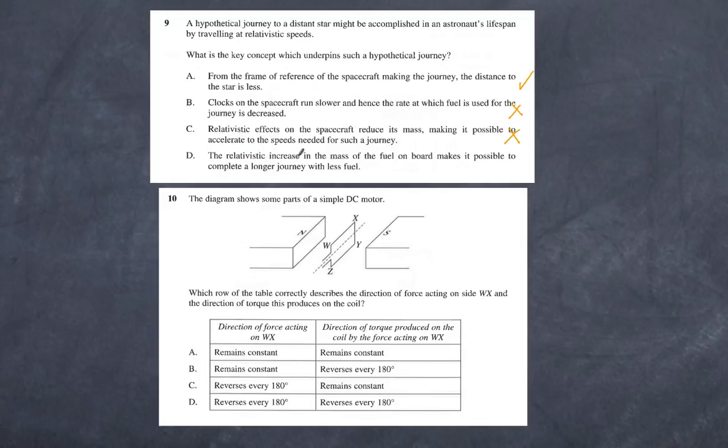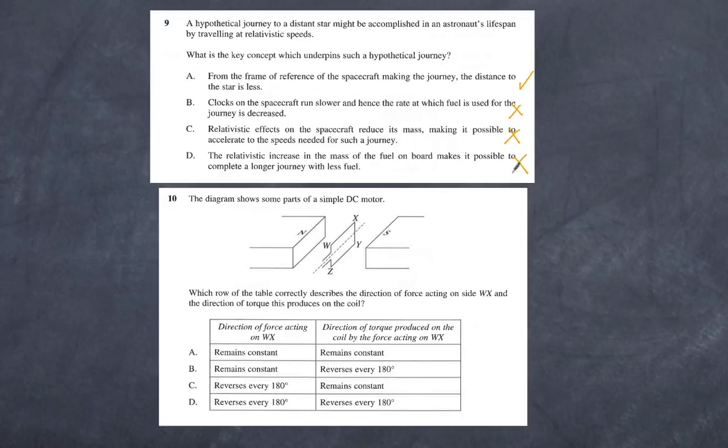And finally, the relativistic increase in the mass of the fuel on board makes it possible to complete a longer journey with less fuel. Well, again, it may increase from the outside perspective, but in fact that's problematic because now you have an increase in mass of fuel, and therefore much greater forces are required to get it to speed.